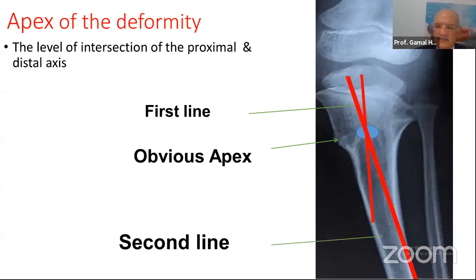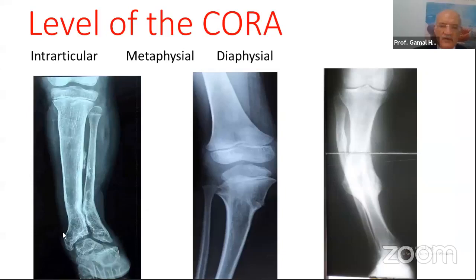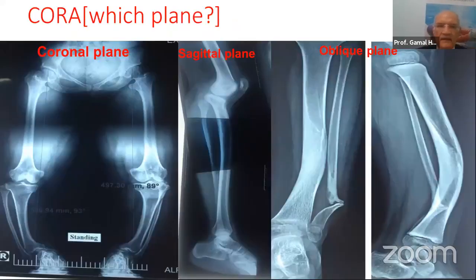So you have two lines. The level of the CORA can be intra-articular, you see here, in the joint itself, or metaphyseal here, or diaphyseal. So the CORA or the apex of the deformity can be intra-articular, metaphyseal, or diaphyseal. The CORA also has to be defined in which plane: the coronal plane, you see the CORA in the coronal plane, or the sagittal plane, you have a lateral X-ray, or the oblique plane. What's the oblique plane? If you have a deformity in both the AP and lateral, that means this is an oblique plane, not on the AP or the sagittal, but in between.